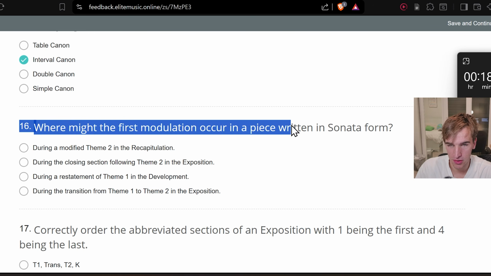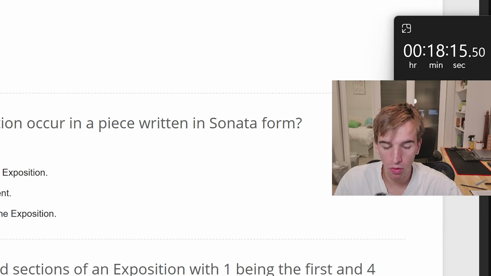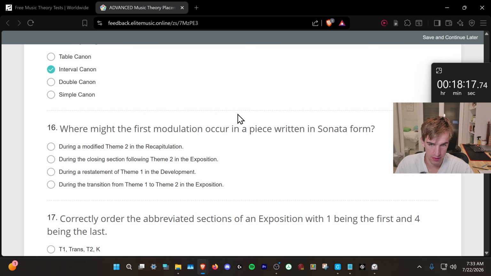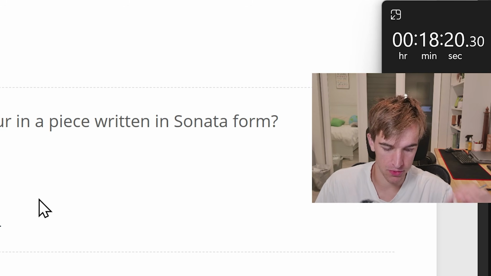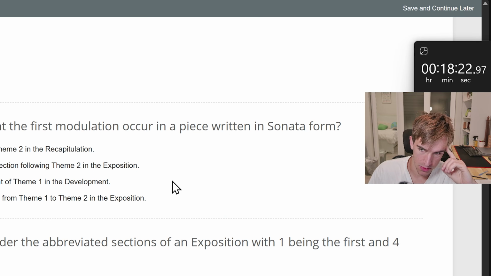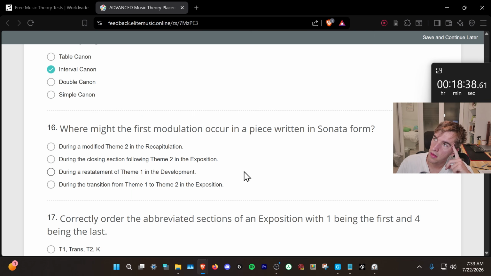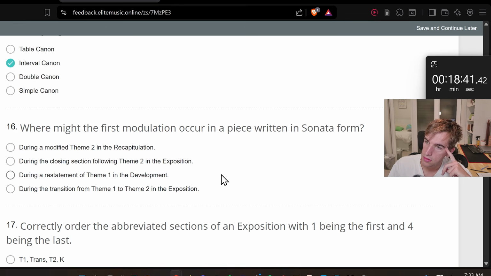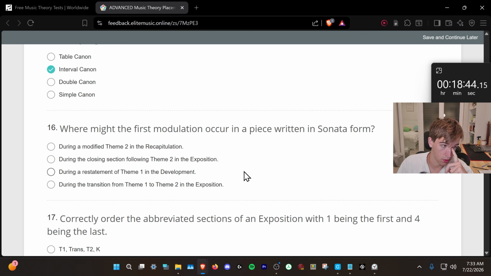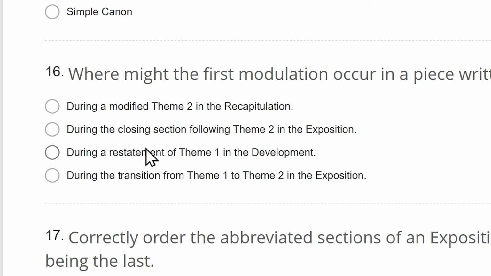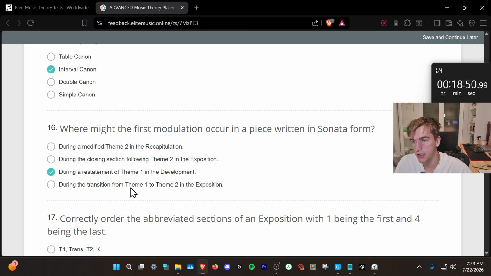Where might the first modulation occur in a piece written in sonata form? Ooh, okay. I don't know this in theory, but I can think about the sonatas that I know, the Moonlight Sonata. There's a modulation in, dude. Oh, no. Or in the Mozart Sonata. So there's a modulation twice, actually. It's not at the start, during a restatement of theme 1. Yes, this is it. That makes the most sense. Where might the first, right? You can restate it in the development, and that would be the first, probably this one.